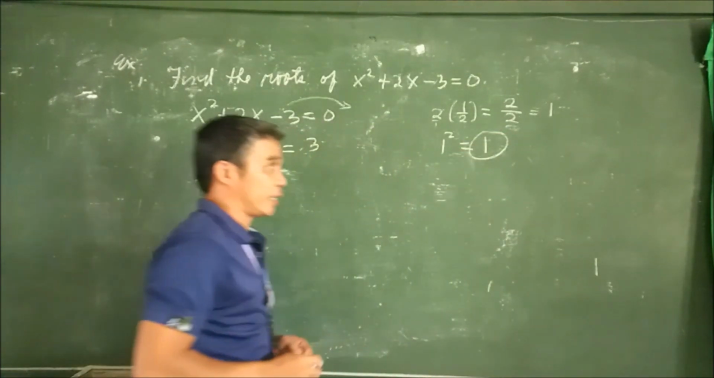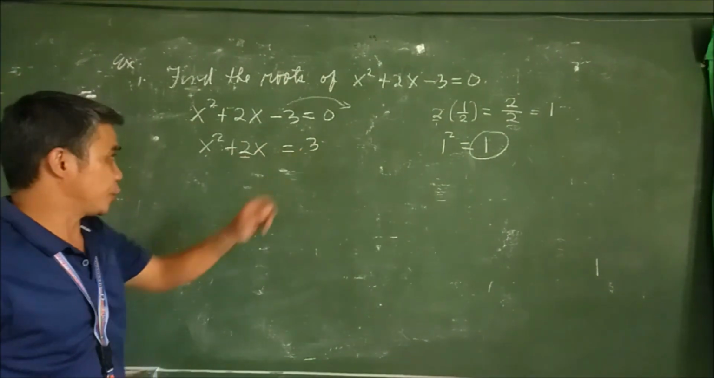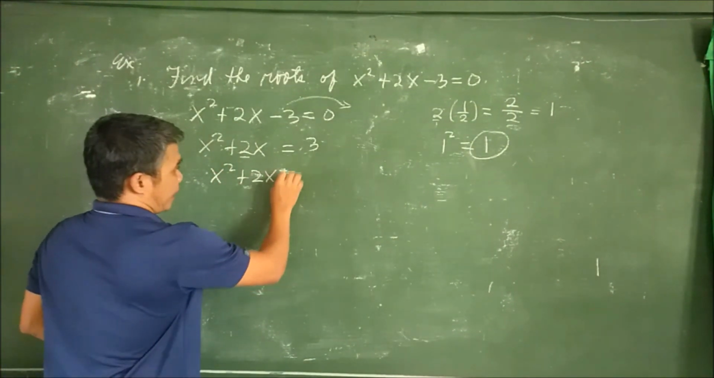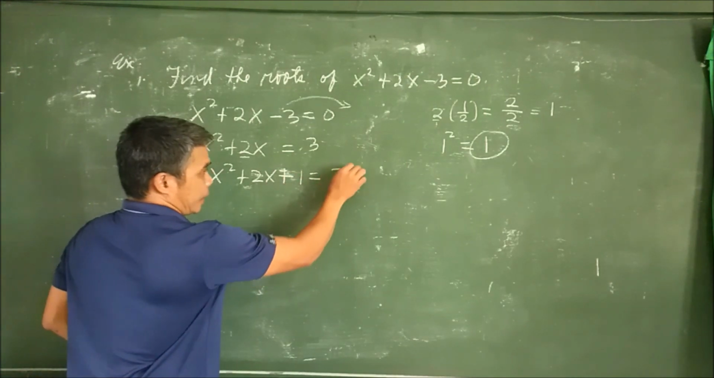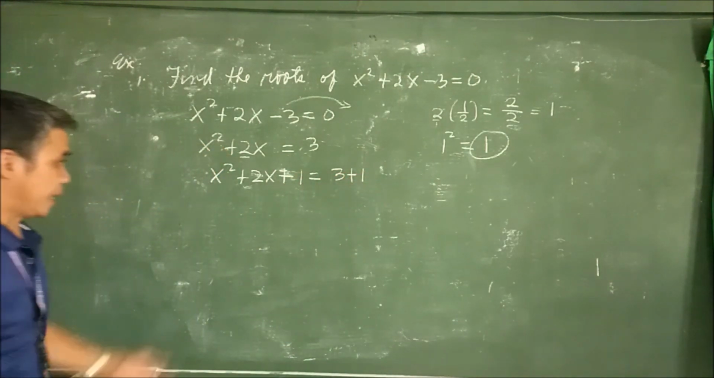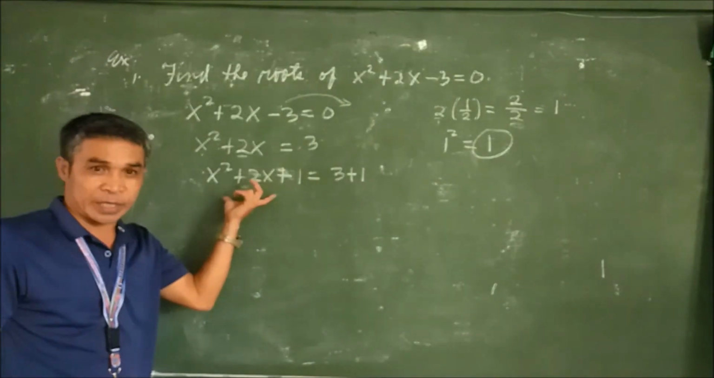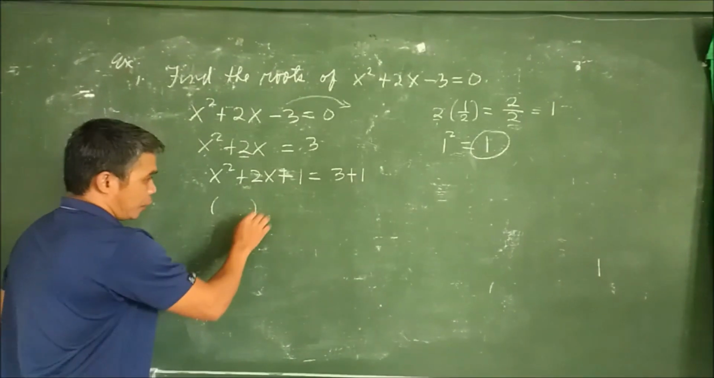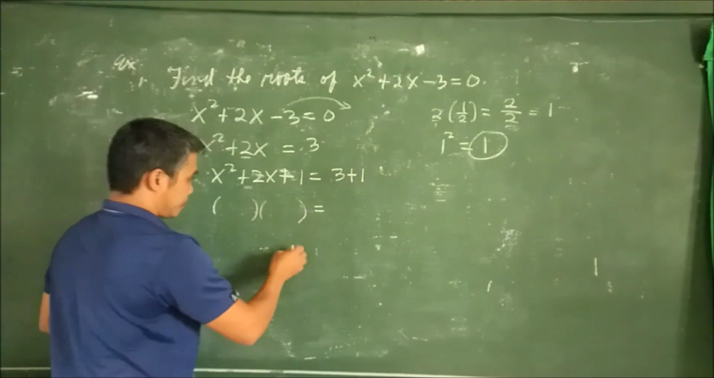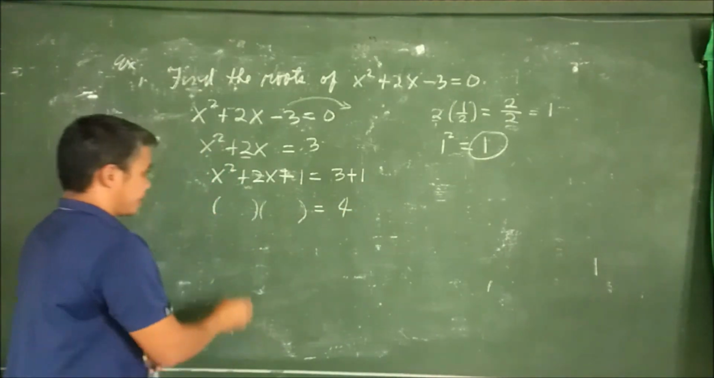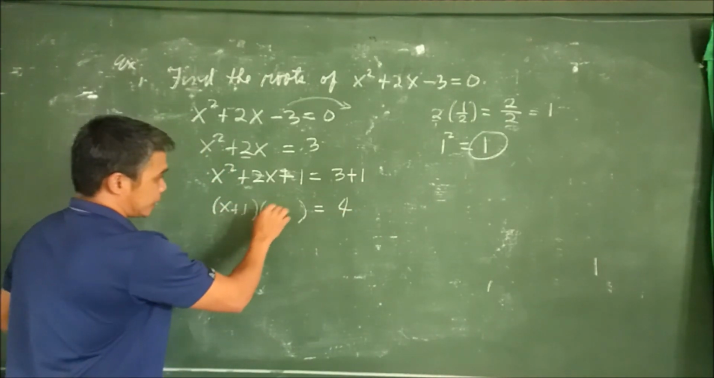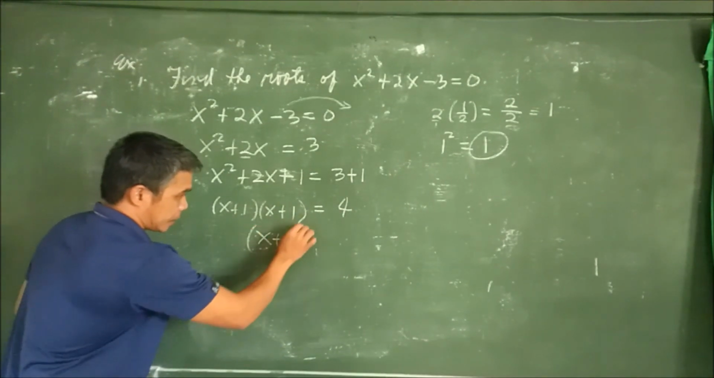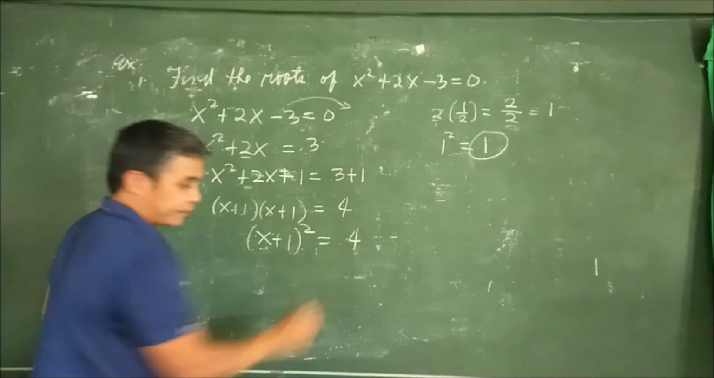Ito ang i-add natin both sides of the equation. Okay, i-plus natin. x squared plus 2x plus 1 equals 3 plus 1. Then, makikita natin the left side of the equation natin is a perfect square trinomial. Kaya, ito ay x plus 1 times x plus 1, which is equals to 4. Kaya magiging (x plus 1) squared equals 4.